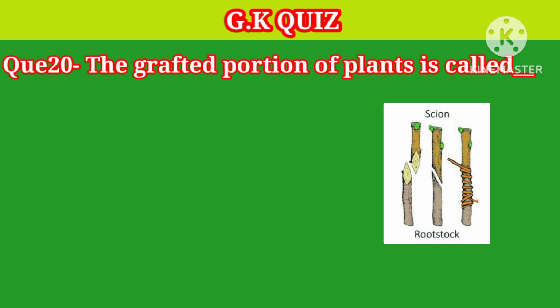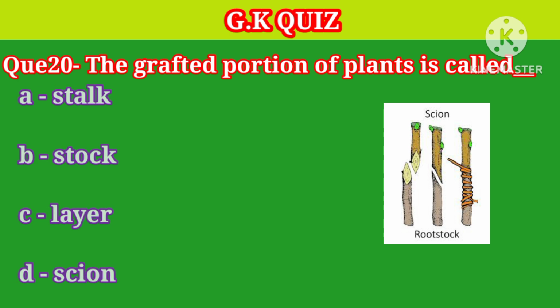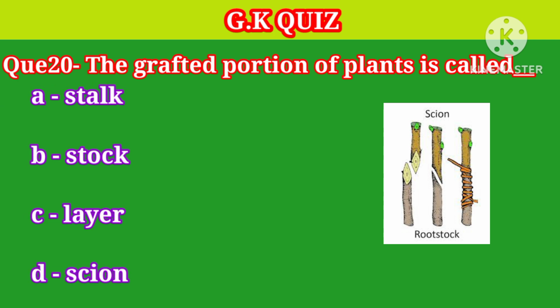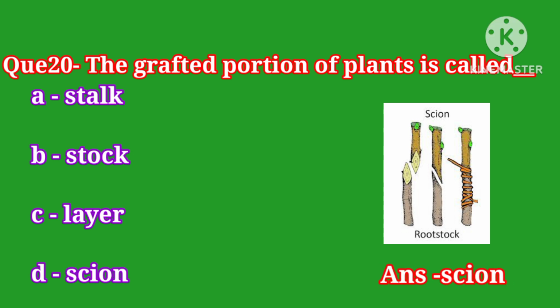Question number 20. The grafted portion of a plant is called... Your options: A. Stalk. B. Stock. C. Layer. D. Scion. Your right answer is D. Scion.